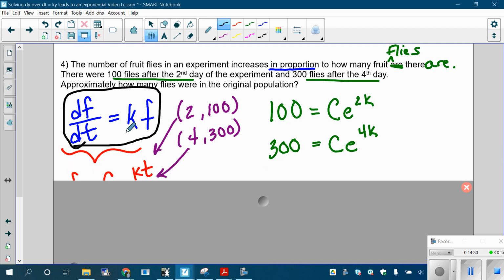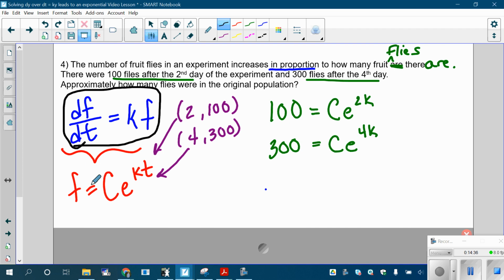Because our differential equation looks like this, I can do my shortcut. Whoa! Look at that, that was beautiful. Differential equation, solution. What do I not know? Well, I don't know a couple things in this. I don't know what the k is, but I also don't know what the c is. Luckily, they give me 2 points. Time 2 flies 100, time 4 flies 300. So how do I figure out the C and the K? Well, I plug those 2 points in and I end up with these two equations.